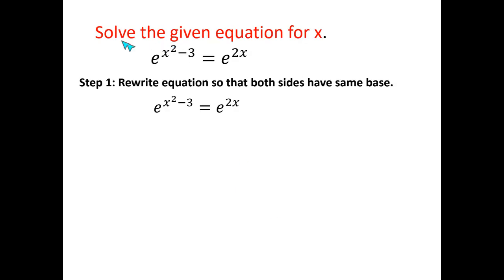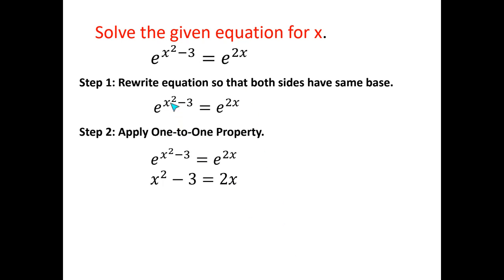So here I have e raised to x squared minus 3 is equal to e to the 2x. So the question is, do they have the same base? The base here is e, and the base here is e. So our next step is we can set the exponents equal to each other. So we're going to have x squared minus 3 is equal to 2x.